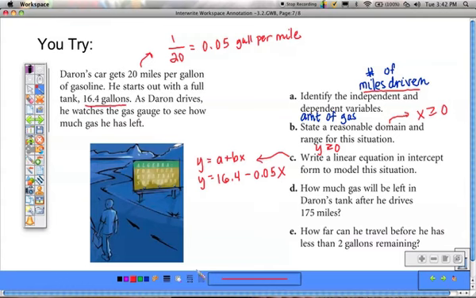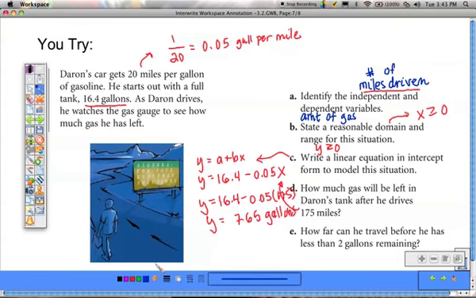How much gas will be left in Darren's tank after he drives 175 miles? So number of miles driven goes in for x right here. So if we plug in y equals 16.4 minus 0.05, plug in the 175, and if we calculate that, we get about 7.65 gallons.